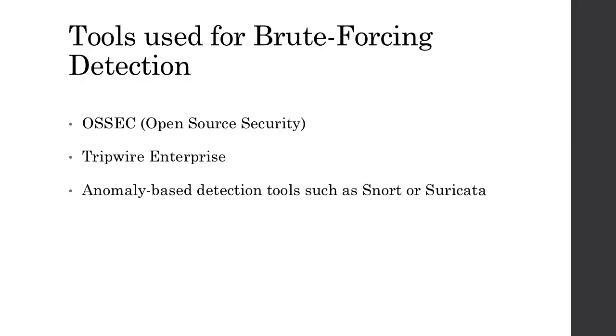OSSEC, Open Source Security. Tripwire Enterprise. Anomaly-based detection tools such as Snort or Suricata. Here's a simple explanation for each tool. OSSEC, Open Source Security. Think of OSSEC as a digital detective that helps find suspicious activity on your network. It uses various techniques to monitor and analyze data, then flags anything unusual, like a security expert sifting through clues.